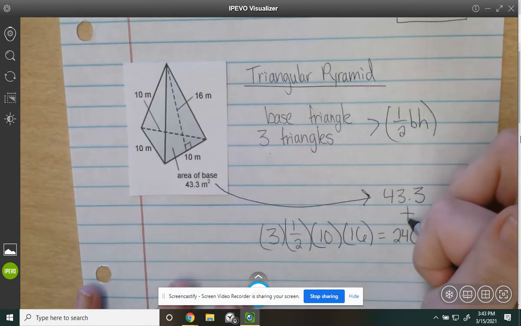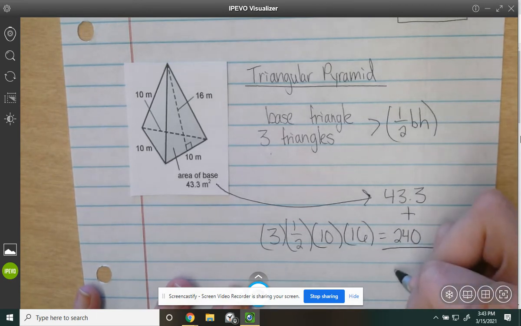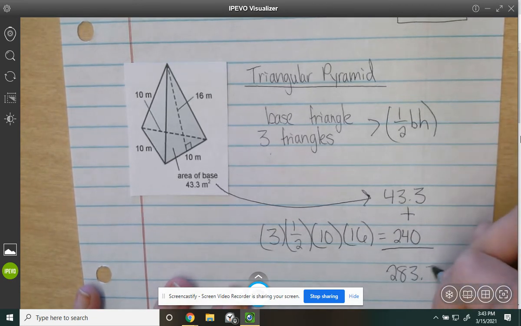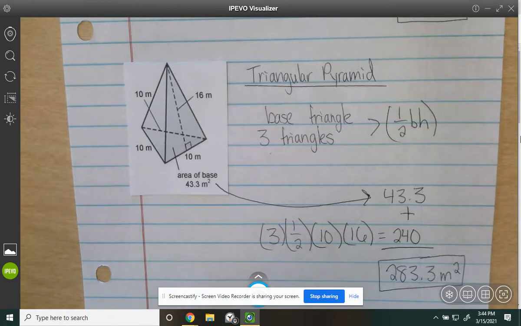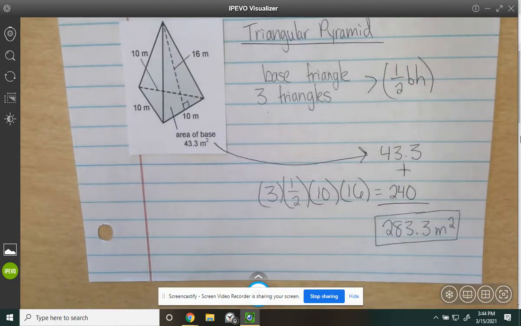And don't forget to add those two together. And that gets you a final answer of 283.3 meters squared. And that is your final answer for that one.